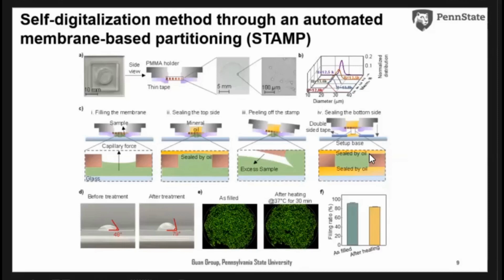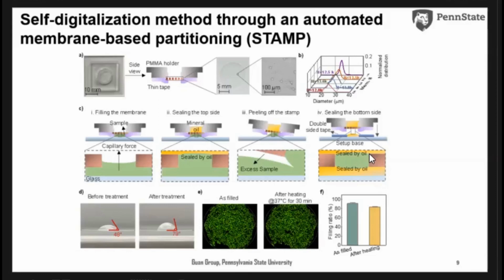In our device, to handle the membranes easily, we came up with a stamp device, which is a sandwich in which we sandwich the membrane between the PMMA holder and the tape. As a first step, we characterized the membrane, and then we came up with four simple steps to digitalize the assay inside those membranes. To do that, we put the sample on top of a glass, and then through the capillary pores, we fill the membrane, and then we add mineral oil on top to seal the top of the membrane.